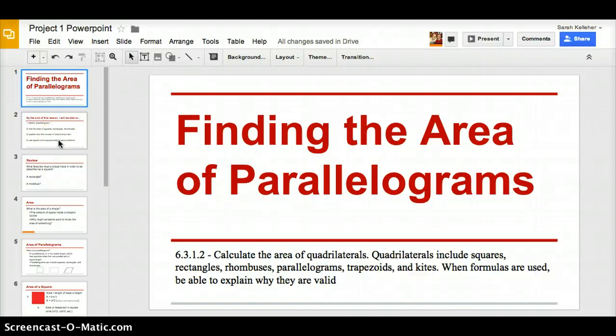This is our 6th grade lesson on finding the area of parallelograms, going along with benchmark 6312, calculate the area of quadrilaterals. Quadrilaterals include squares, rectangles, rhombuses, parallelograms, trapezoids, and kites. In this lesson, we are focusing on parallelograms.